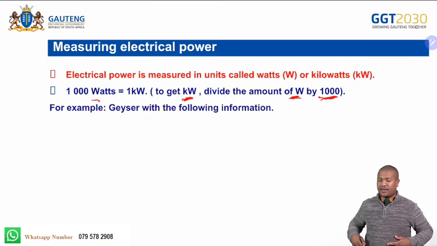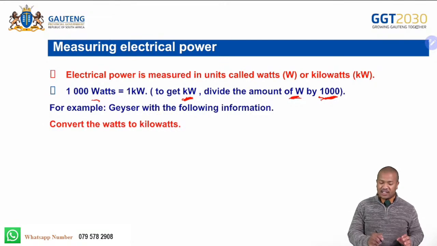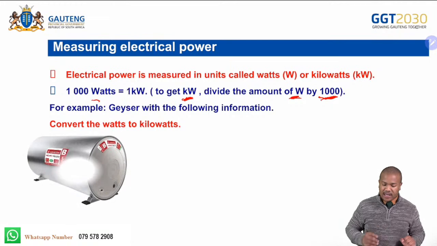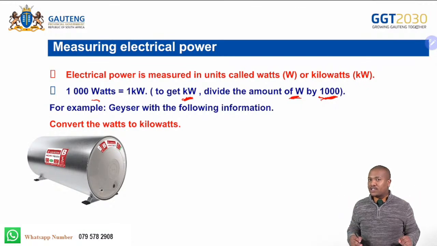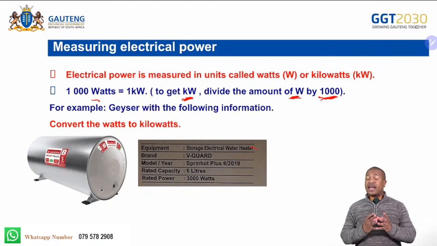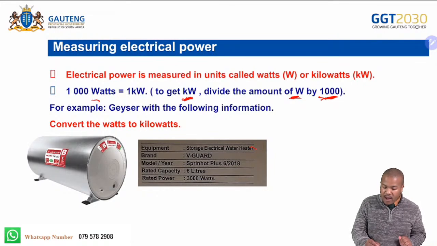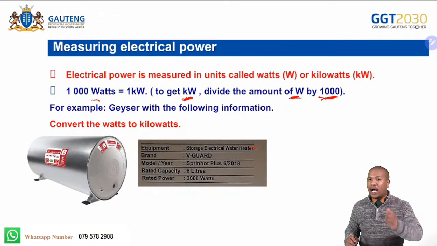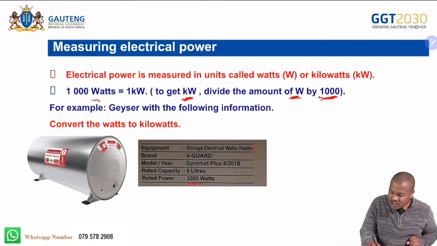So for example here, a geyser having the following information. So we need to convert the watts to kilowatts. Here is our geyser. We are familiar with a geyser, and a geyser is a component that we use to store heated water. So here is the information. The equipment is a geyser and the brand is V-Guard. We have the model and the capacity is 6 liters. And also we have the rated power at 3,000 watts. So the rated power here is 3,000 watts. That's what we need to use.